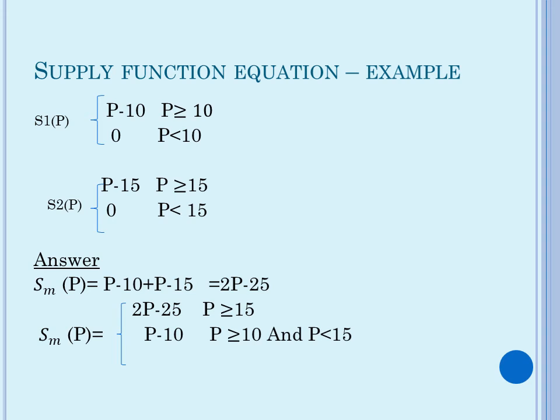It can be interpreted in 3 ways. It has 3 parts. If price is rupees 15 and above, the market supply would be 2P minus 60. When the price is 10 or above but below 15, then the market supply is P minus 10. And when the price is below 10, the market supply will be 0.